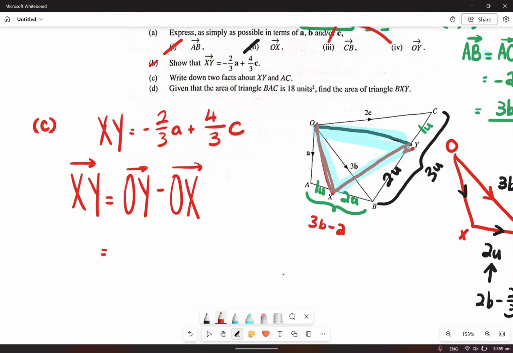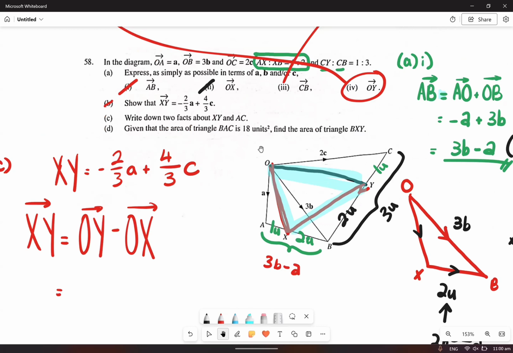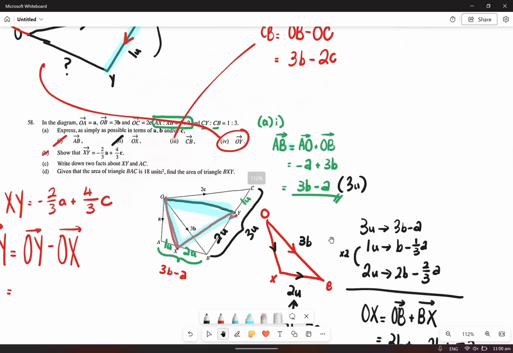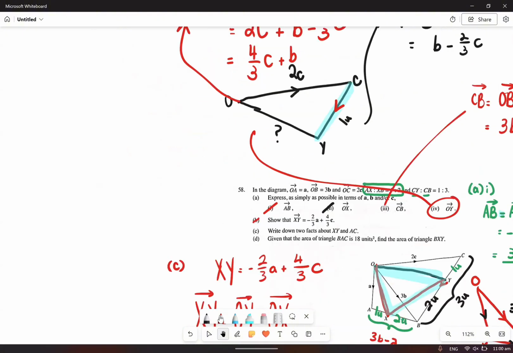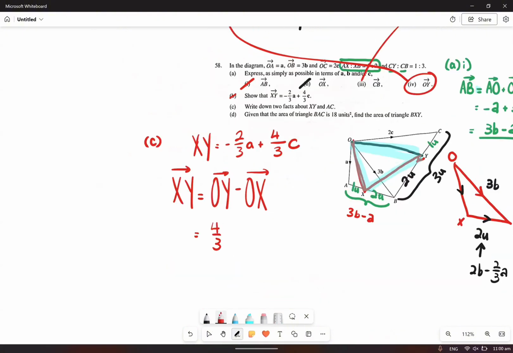Okay, what's my OY? You all remember just now we found OY over here, right? We said that OY is equal to how much? Let's go back and find my OY first. OY, where are you? OY is 4 over 3C plus B. Am I making sense? So you want to write 4 over 3C plus B minus OX.